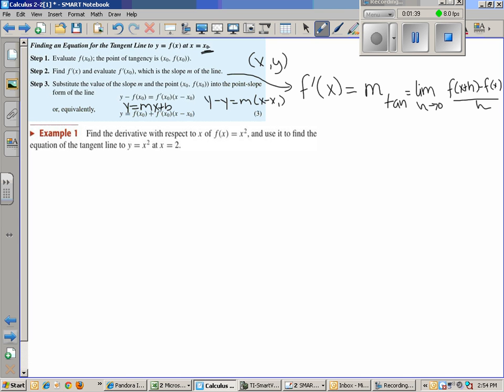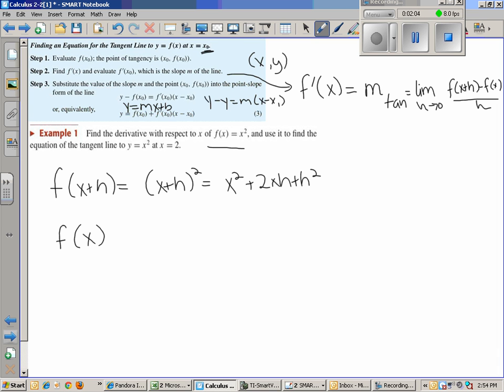All right, so find the derivative with respect to x of f of x equals x squared, our favorite calc curve ever, and use it to write the equation of the line. So the first thing we need to do is find f of x plus h, and then we want to subtract those and take the limit as h goes to 0.